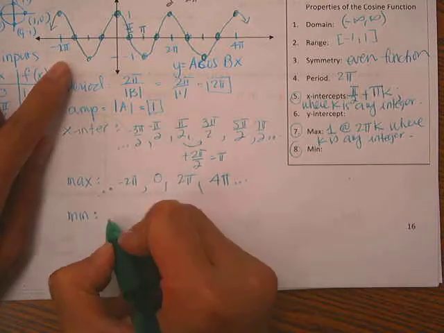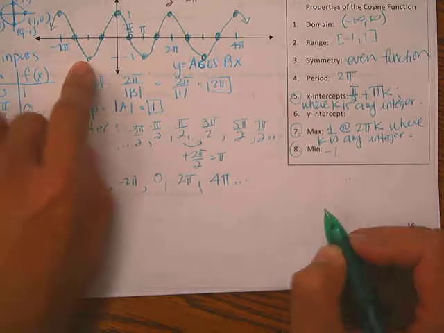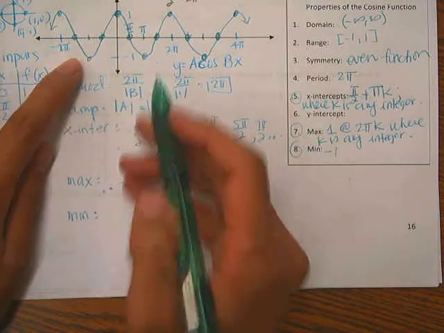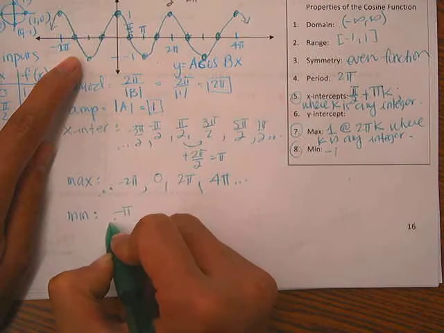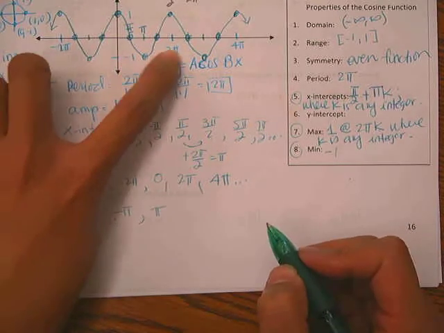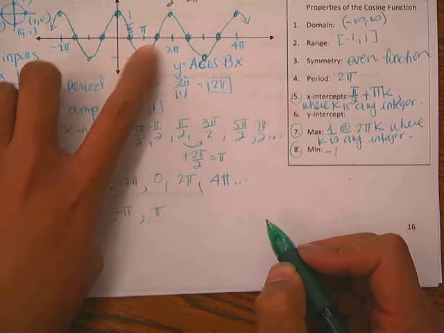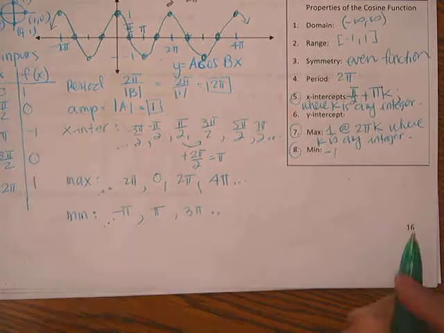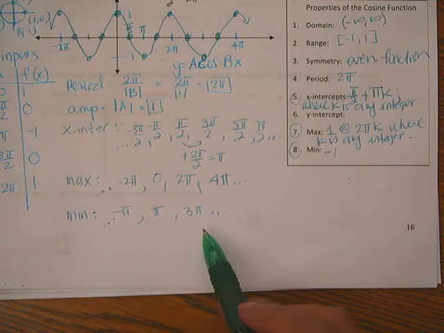Minimum value is negative 1. The lowest value is negative 1. And let's see the locations. The first one looks like negative pi, dot, dot, dot on the left. The next one is positive pi. And this is positive pi, 2 pi, 3 pi, dot, dot, dot. So if you look at it, I'm adding 2 pi again.